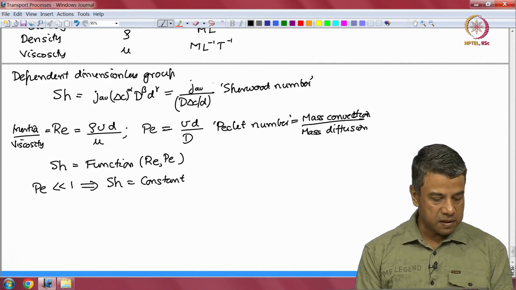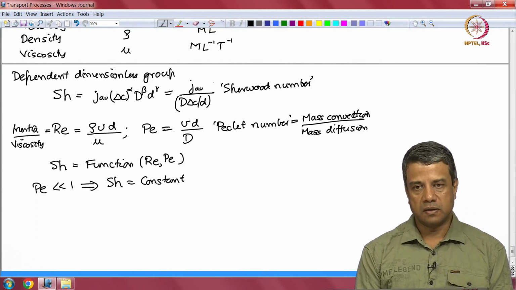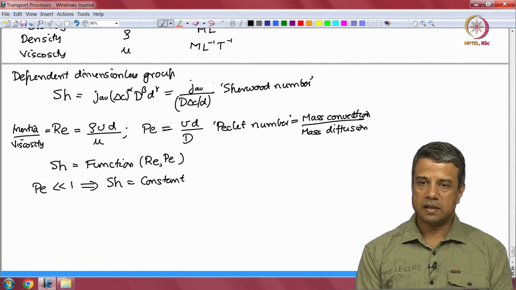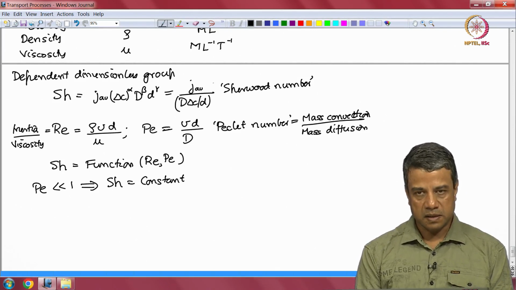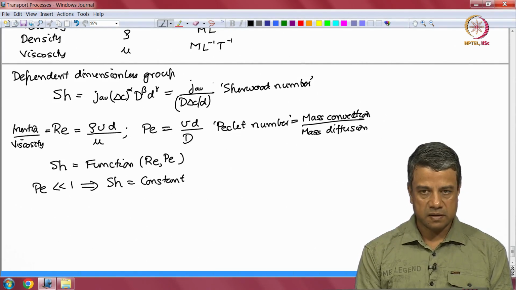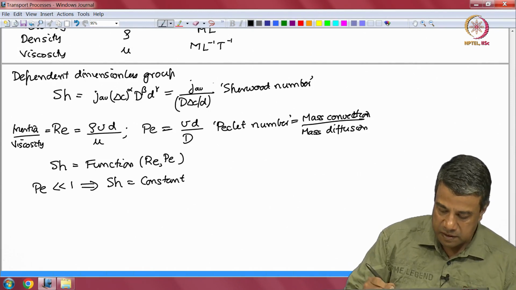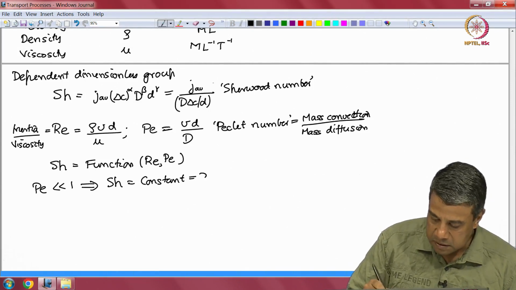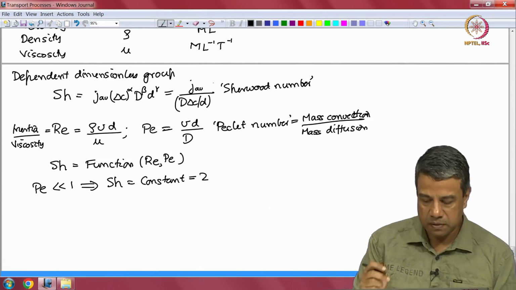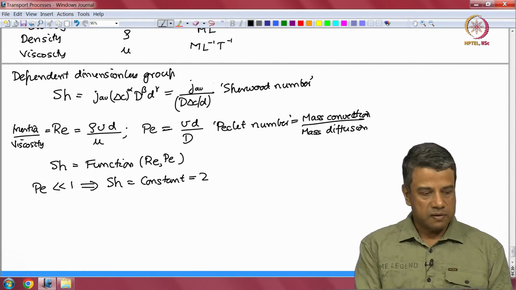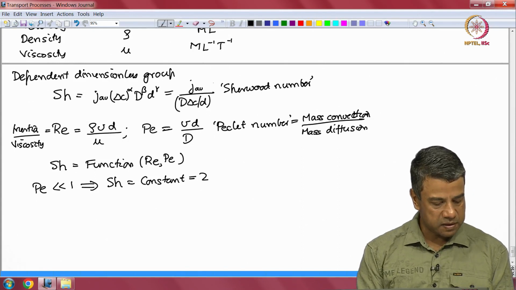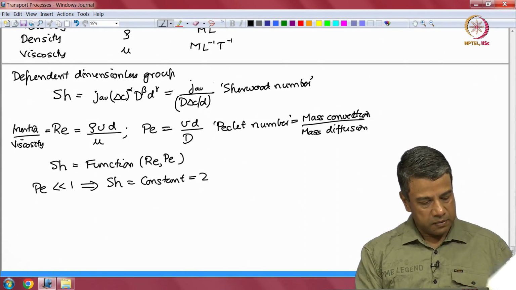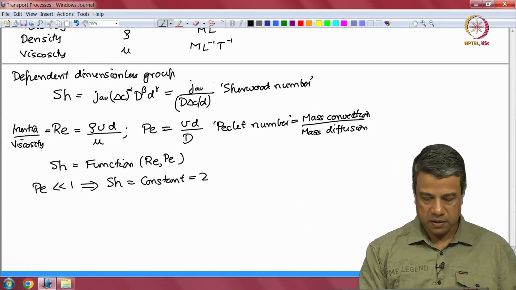What that constant is, we cannot calculate using dimensional analysis alone. We will be able to calculate it later in the course by actually solving for the concentration field. It turns out that for a spherical particle, this constant is just equal to 2. So, in the limit of small Peclet number, the Sherwood number is independent of the Peclet number and it tends to a constant value. That constant is equal to 2 in the limit of low Reynolds number.